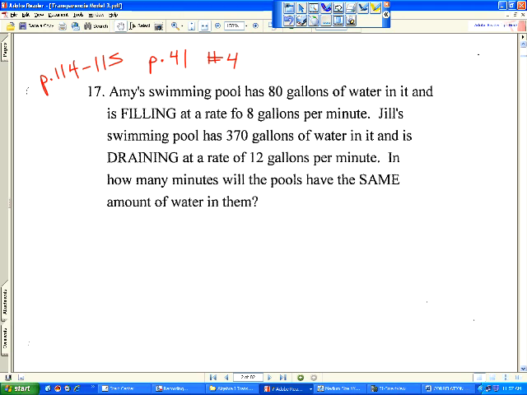Okay, number 17. Amy's swimming pool has 80 gallons of water in it. Bing, bing, bing. What's that? Y-intercept is what she started with. We're thinking, hey, that sounds like a y-intercept thing because that's what she started with. It may or may not be, but our brain said that. And it is filling at a rate of, there's a little typo, 8 gallons per minute. Rate of blah per blah. Ding, ding, ding. Blah per blah. Slope. Rate of change. Slope.